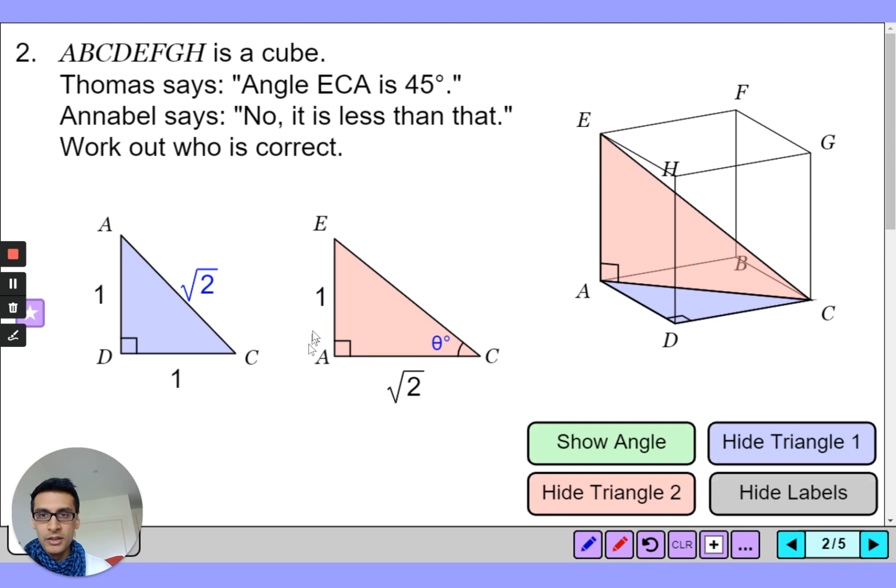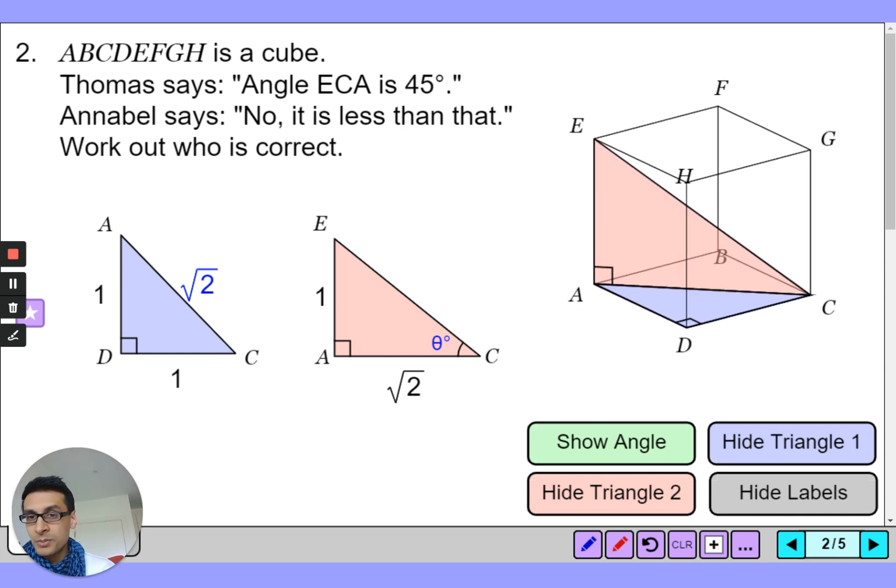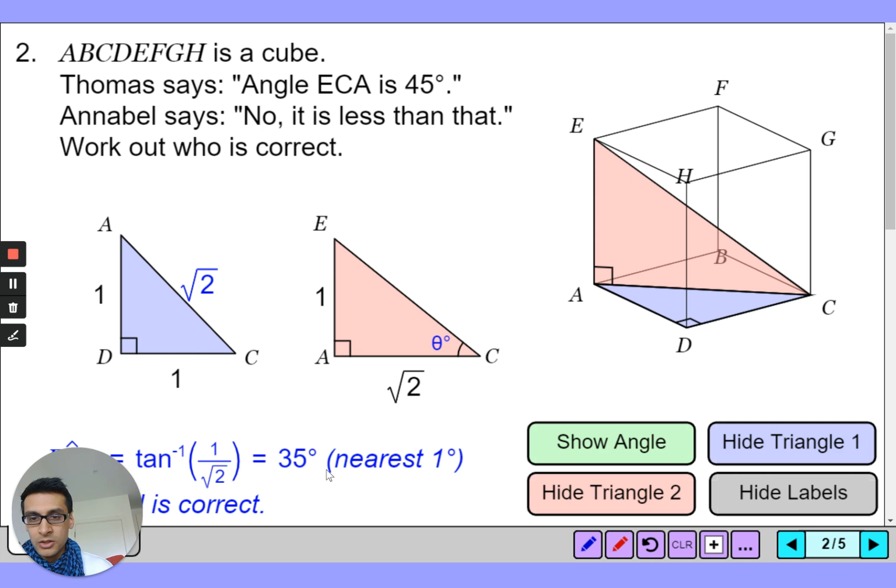Your height is 1. Now you should notice that there are no lengths given to you in this cuboid, so you can make up a length. You could call it 10 as well, but just pick a nice number. In this case, I've chosen 1, so it keeps it nice and easy. Once you have that, you can again just use tan, because you have opposite and adjacent, so it's 1 over root 2. Tan inverse is 35 to the nearest degree.